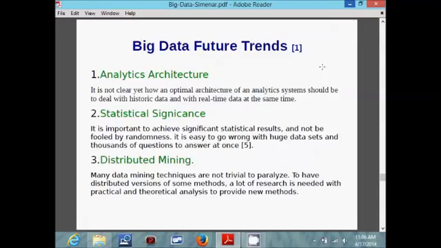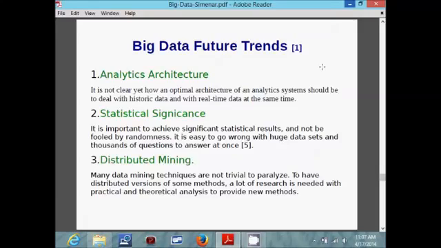Distributed mining. The data mining techniques that are used currently are not trivial to parallelize. So how do we parallelize the currently used techniques in data mining so they can handle the huge data, the big data, to do analytics efficiently? This is also a big issue. Research trend.